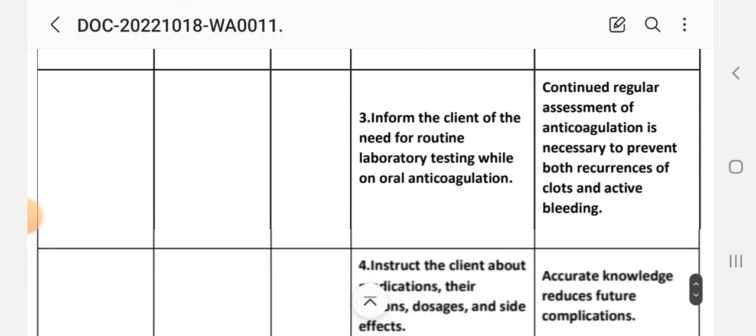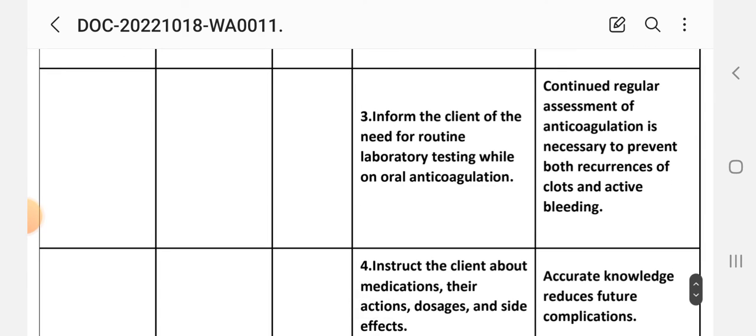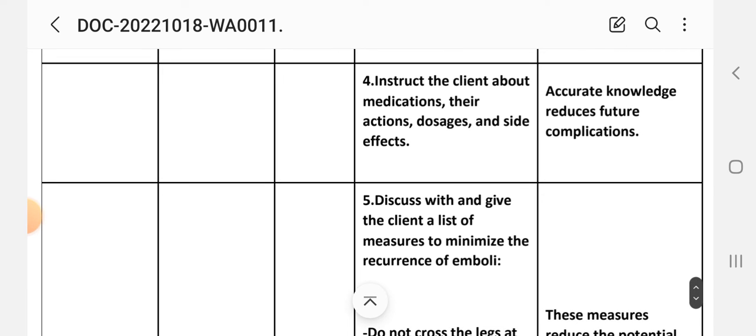Number third intervention, inform the client of the need for routine laboratory testing while on oral anticoagulation. Rationale: continued regular assessment of anticoagulation is necessary to prevent both recurrence of clot and active bleeding. Fourth intervention, instruct the client about medication, their action, dosage, and side effects. Accurate knowledge reduces further complications.